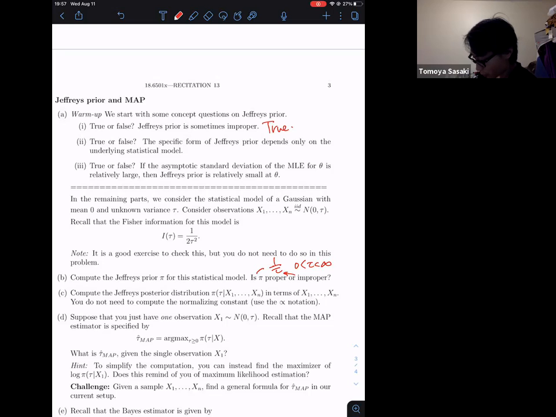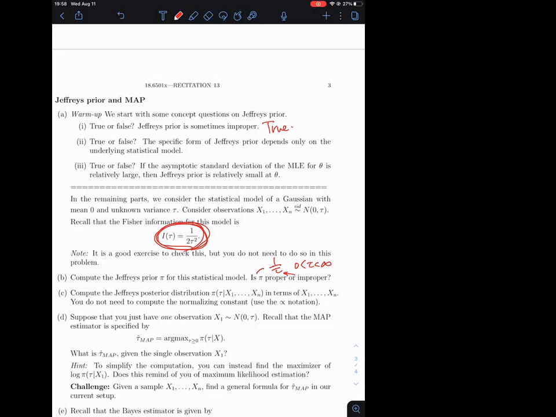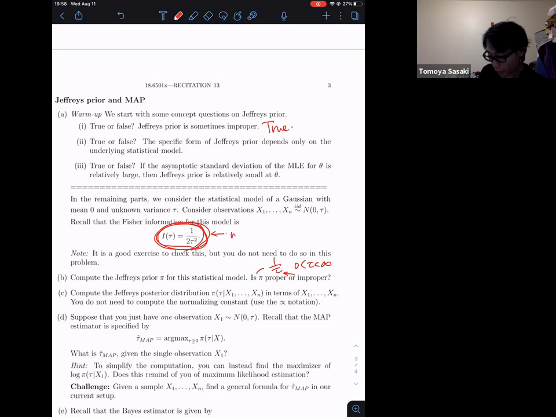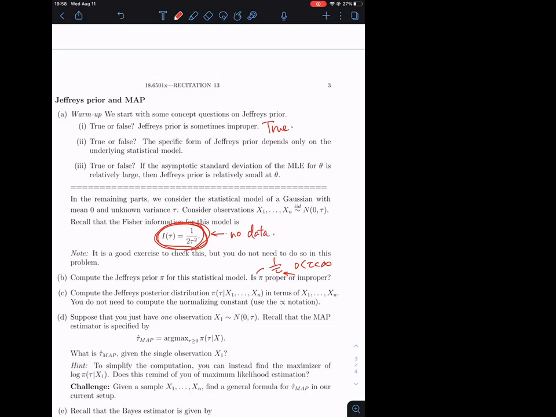So question 2: the specific form of Jeffreys prior depends only on the underlying statistical model. Is it true or false? The hint is here. Does the data come into the Fisher information? No, right? So the data doesn't come in, which means it's true. Yes, exactly.